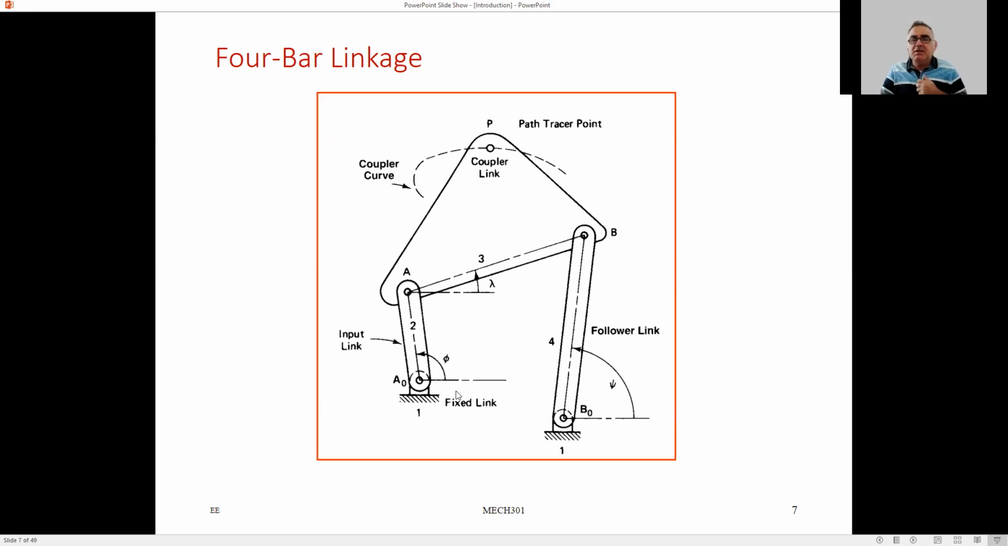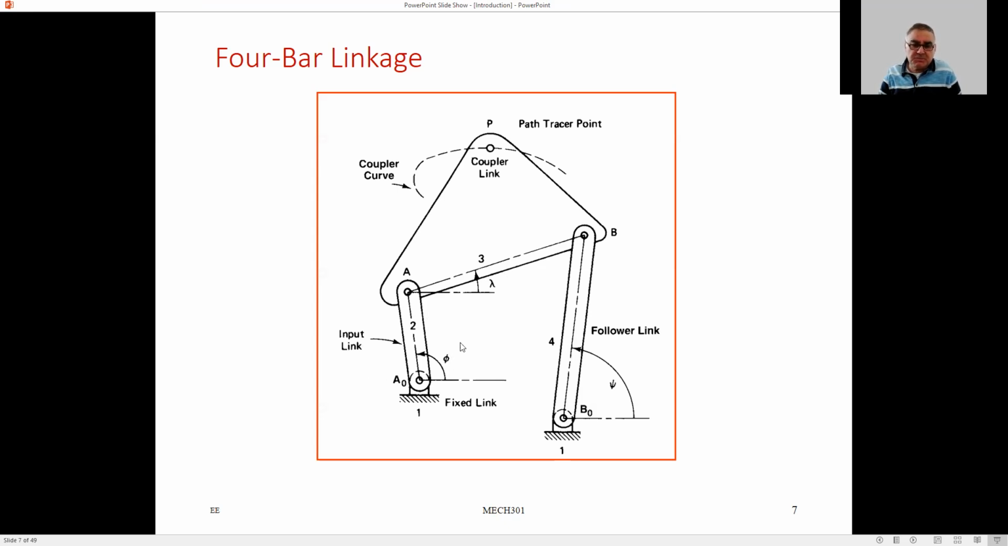But the idea is that you fix one of the links. So the ground is another link, okay? There is a link between A0 and B0 here, as you see, which is the fixed link. The fixed link makes up the first link, or according to your counting scheme, it is the fourth link.